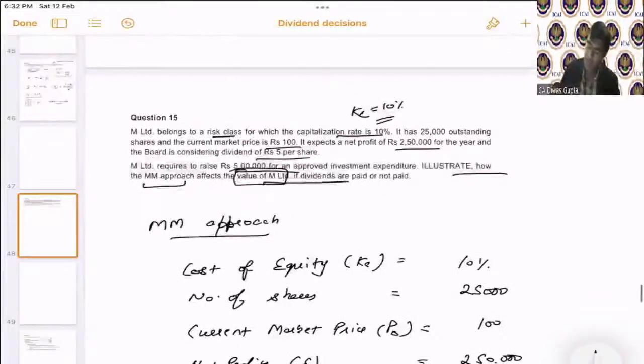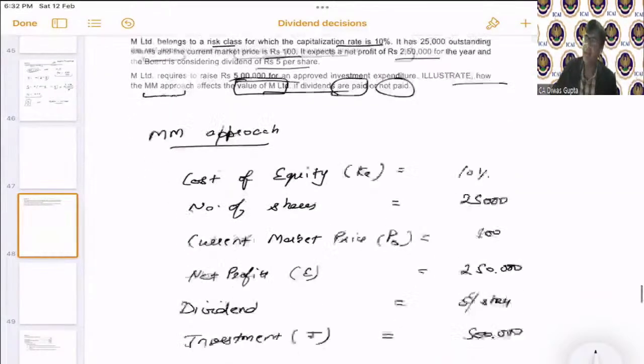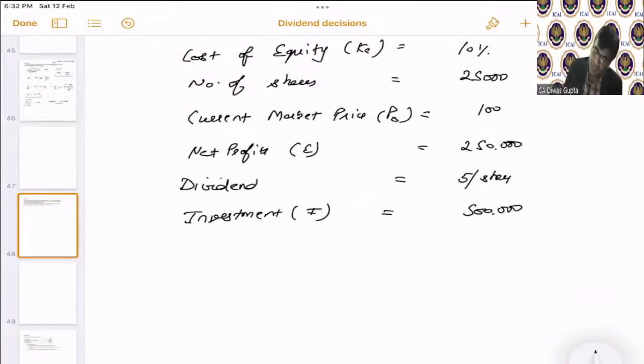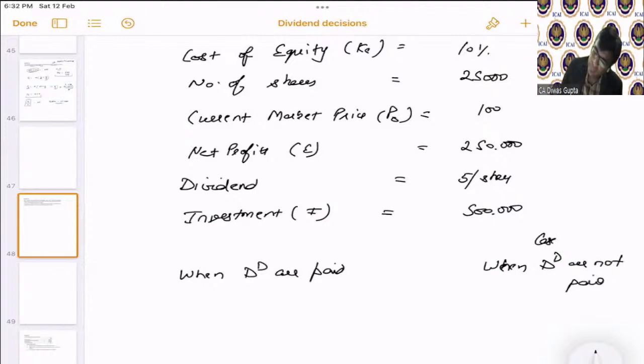Now the question is saying that you take out the value in two cases, when the dividends are paid and not paid. So we will take here case 1, when dividends are paid. Case 2, when dividends are not paid. This is case number 2. This is case number 1.